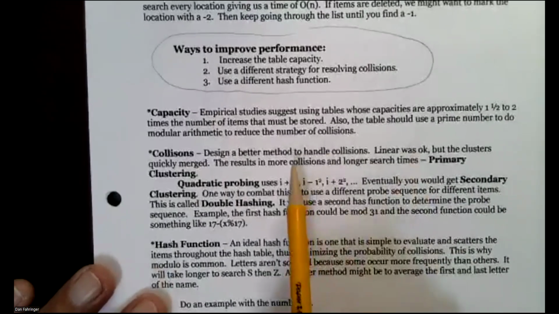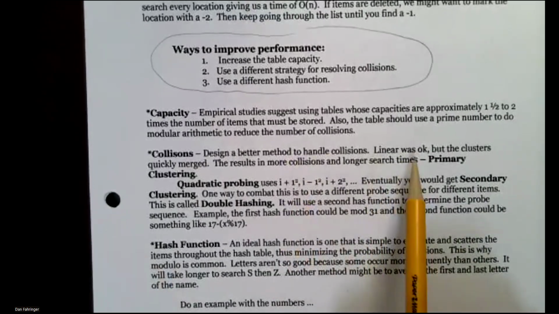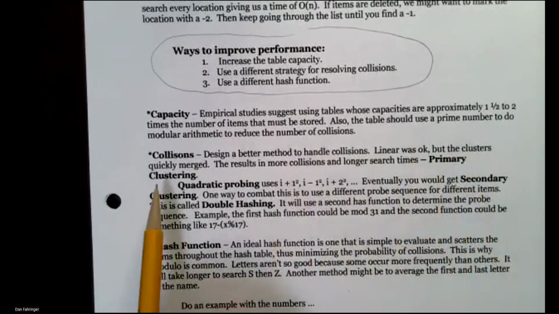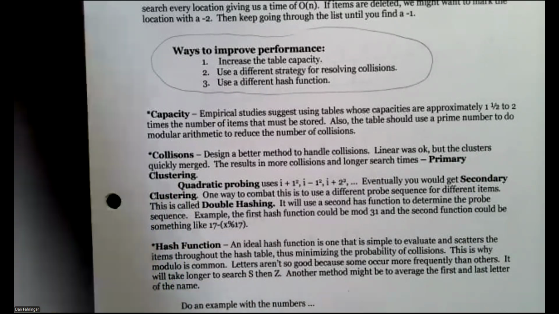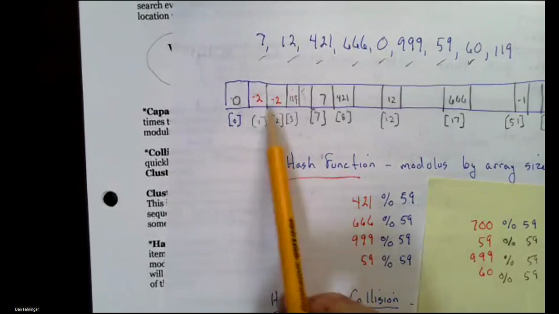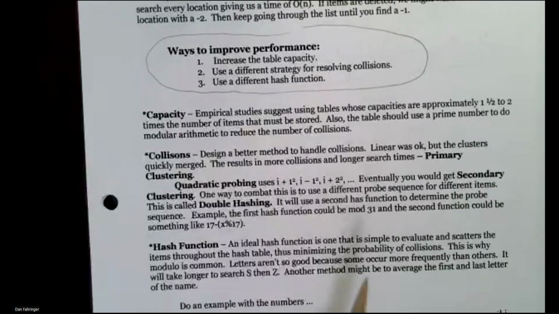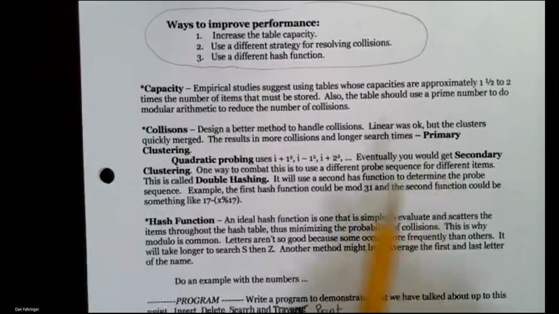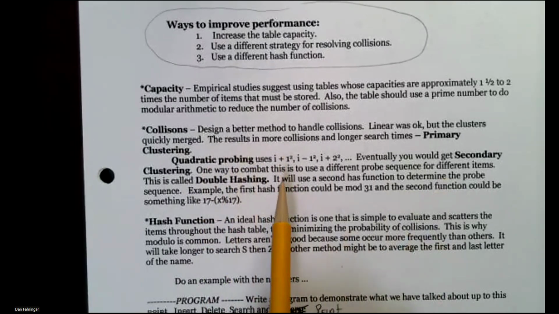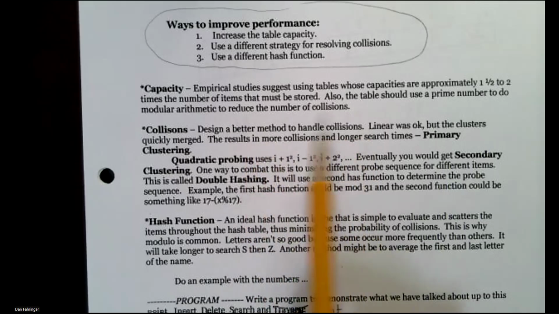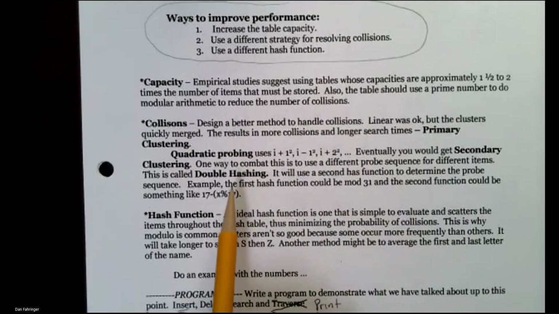Okay. How to handle collisions. Linear is good, but can cause something called clustering. We started to see some clustering here at the beginning. These were all starting to stack up, but that's because the numbers that we picked were for a reason. We talked about a linear probe. Here's a quadratic probe. Add squares. Jump left, jump right, jump left, jump right. Another way would be a second hash function. Hash it and then hash it again.